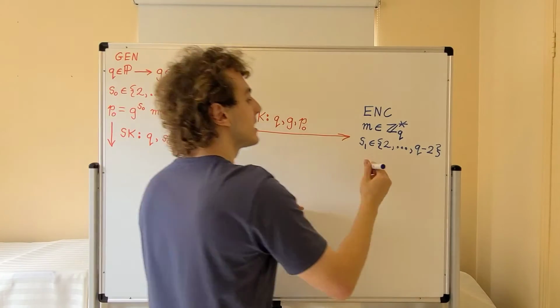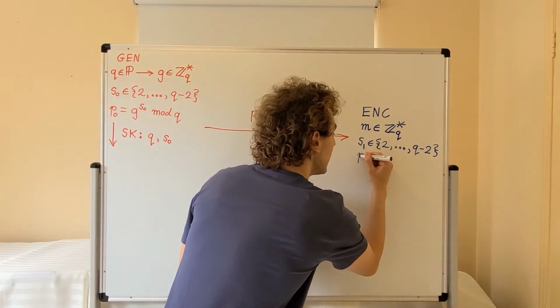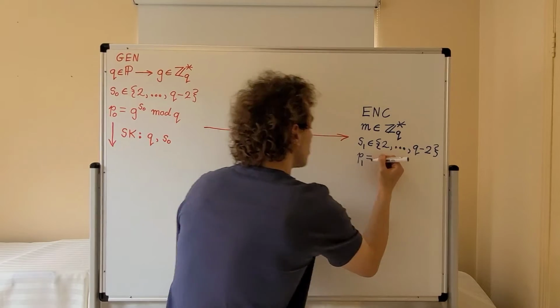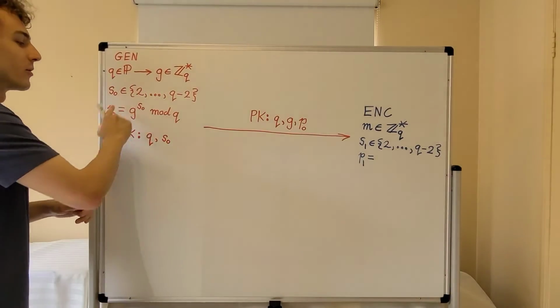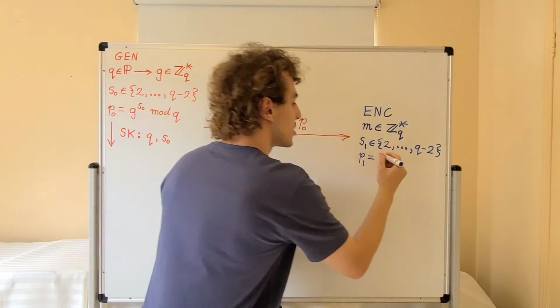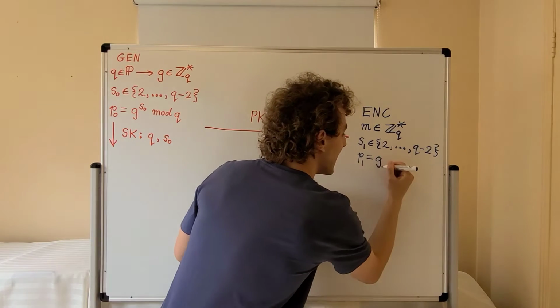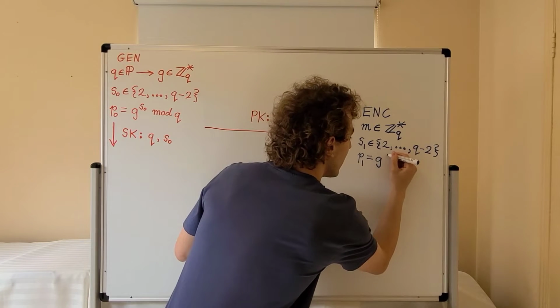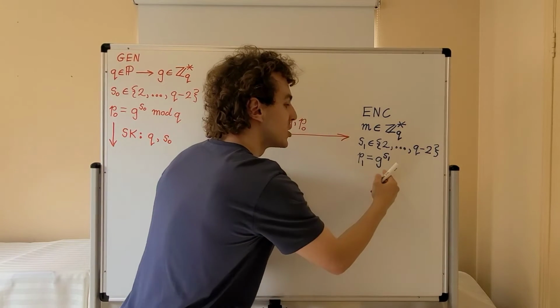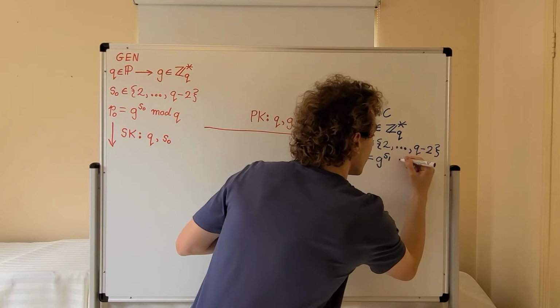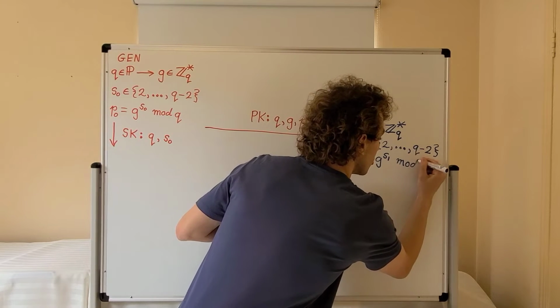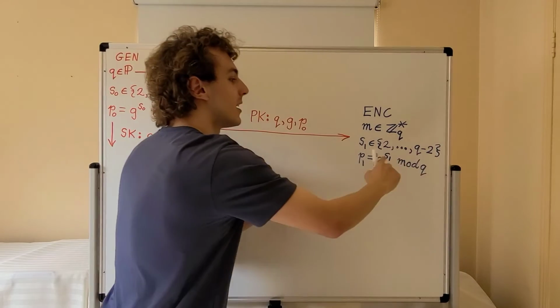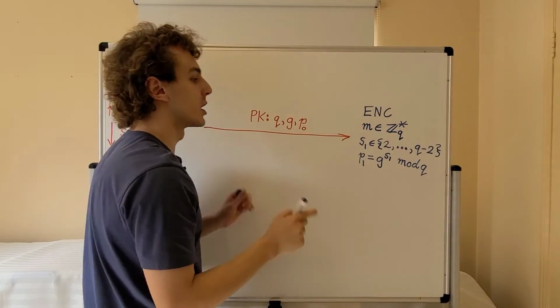And then we're going to generate a public value, P1, and that's going to be done in a similar way that we have over here. So we're going to use that generator, and we're going to exponentiate the generator with S1. So we're doing G raised to the power of S1 mod Q. Everything is being done mod this prime number Q.